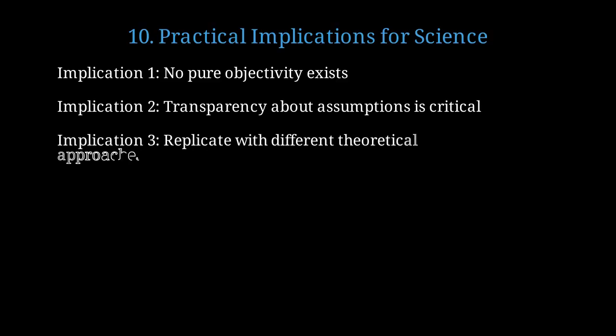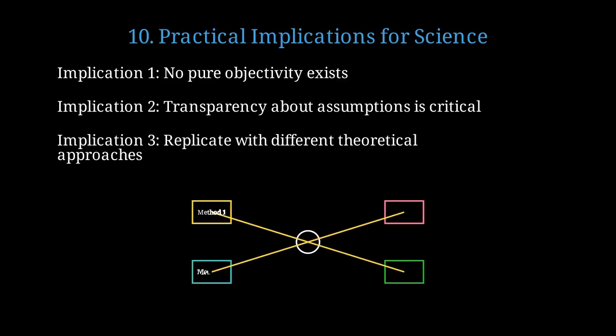Third, we should replicate findings using different theoretical approaches to verify they're not just artifacts of one framework. Using multiple methods that rely on different theoretical assumptions helps triangulate toward more robust results. Let's examine a contemporary example, the search for dark matter.